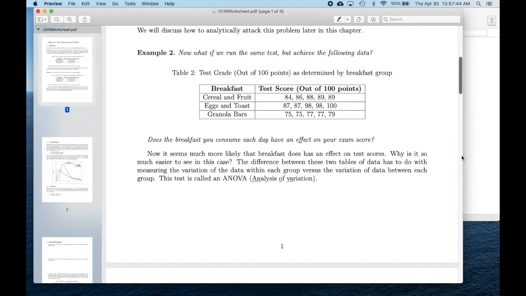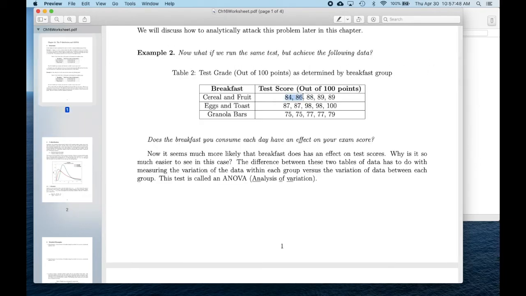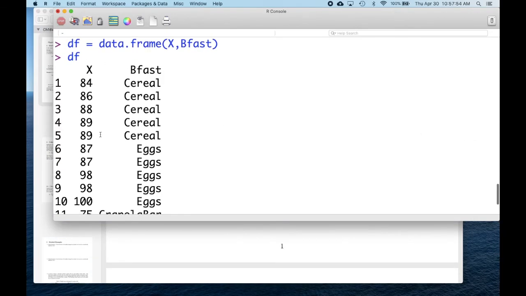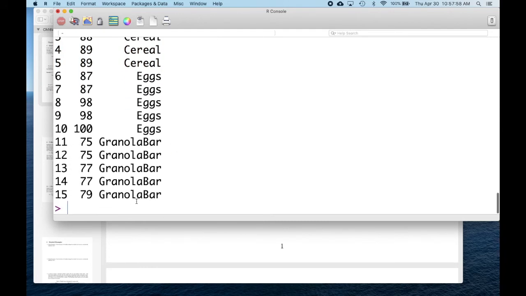So 84 to 89 is test 1. Oops. 84 to 89 is the first group of tests. So those are the ones that had cereal and fruit, right? 84 to 89, and so on. All the others are listed similarly. And so now I'll do the same thing that I did before.